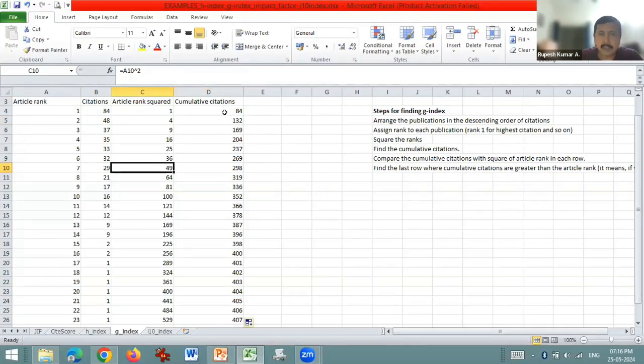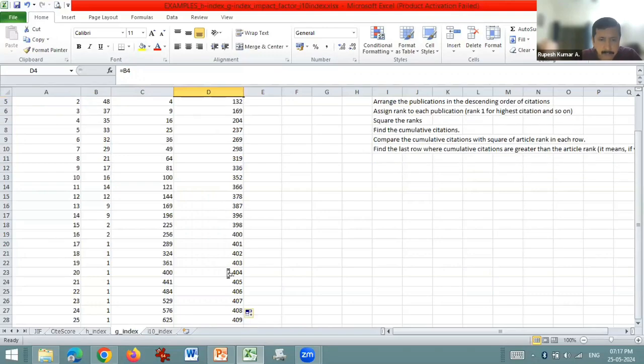Go on comparing as long as the cumulative citations remain higher than the article rank square. So let's straight away come somewhere here. Okay, let me start from here. 402 is greater than 324. 403 greater than 361. 404 greater than 400. 405 lesser than 441. So I'll go back to the previous row, and I mark that article rank as the G index.